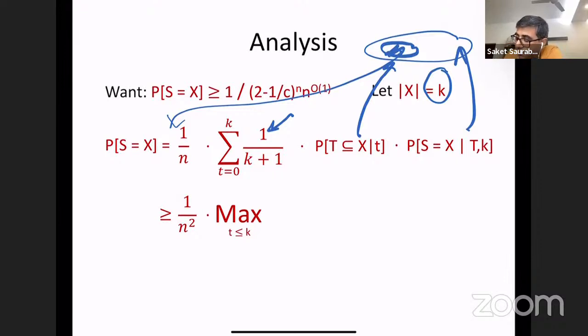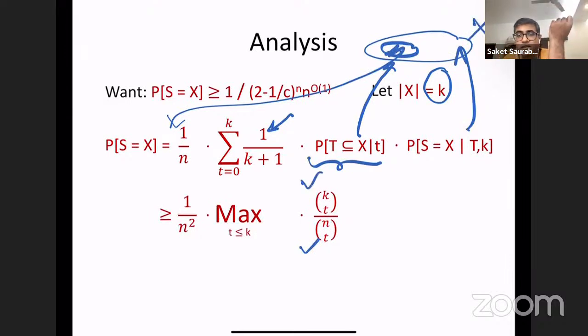Now you ask yourself the question: what is the probability that T is contained inside X? How many good sets are there? Out of n choose t sets, that is, all sets of size t, how many sets are contained inside my X? k choose t, right? So that is the probability that I will guess a set which is completely contained inside X. So that is k choose t. And given this, how many extensions are there?